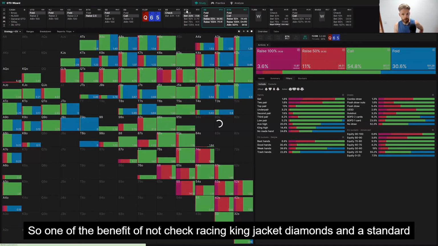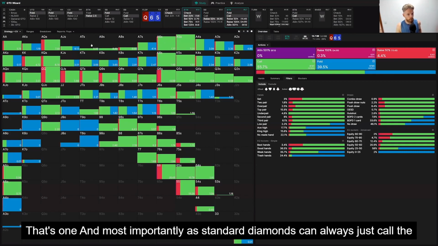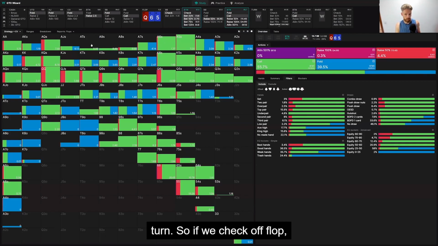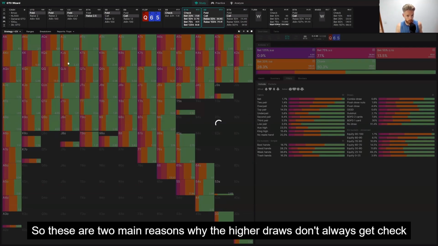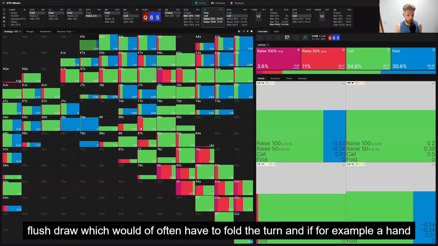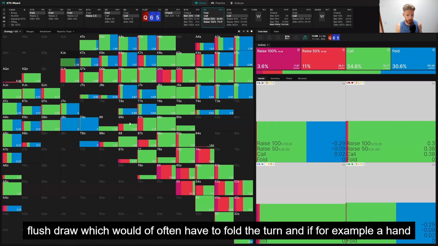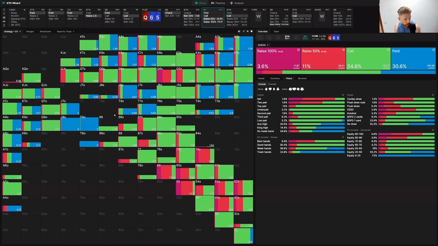So one of the benefits of not check raising King Jack of diamonds and Ace 10 of diamonds is that we keep dominating hands in. That's one. And most importantly, Ace 10 of diamonds can always just call the turn. So if we check call flop, there's no turn that we basically have to fold, so we can always realize our equity. So these are two main reasons why the higher draws don't always get check raised. Basically, they have more EV in the check call than, for example, a bad flush draw, which would often have to fold the turn. And if, for example, a hand like 9-7 turns a 7 or a 9, it's often dominated.